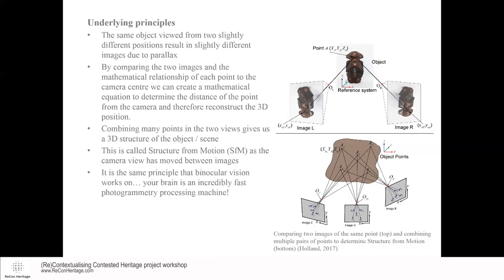And this is exactly the same principle that your eyes work upon. Your left and right eye are in two different positions and get two very slightly different images of the world, and therefore can reconstruct depth. So basically your brain is an incredibly fast photogrammetry processing machine. It does it instantly. The computer version takes several hours.